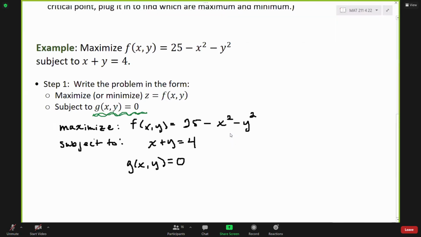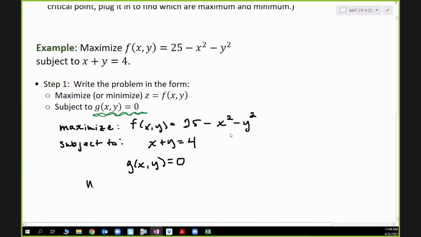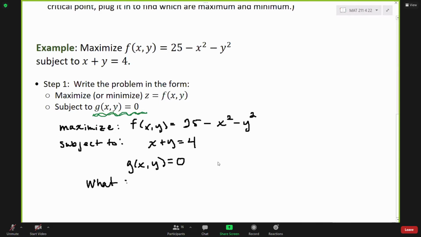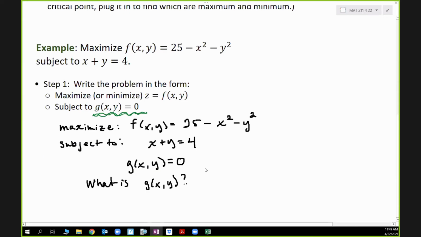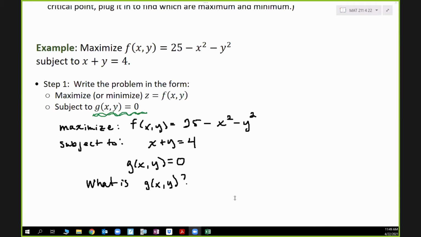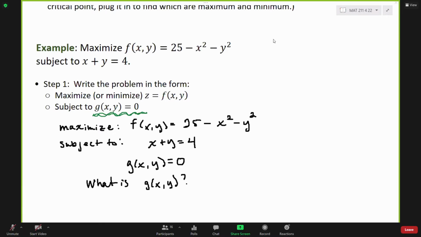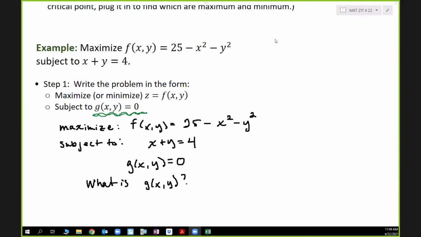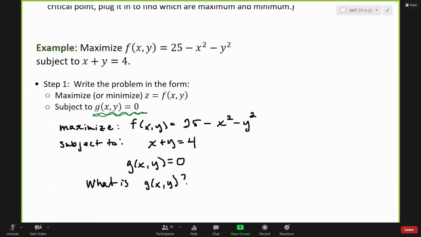So the question that I am going to put up in the poll is, what is g of xy for this problem? So I'm going to put up a poll. There are 4 choices. And I want you to think about what our constraint is, the x plus y equals 4, and the format g of xy equals 0.